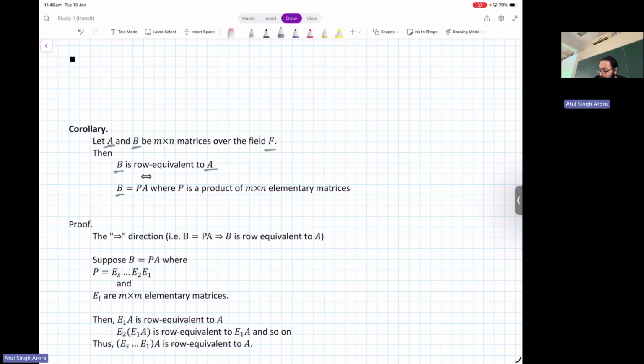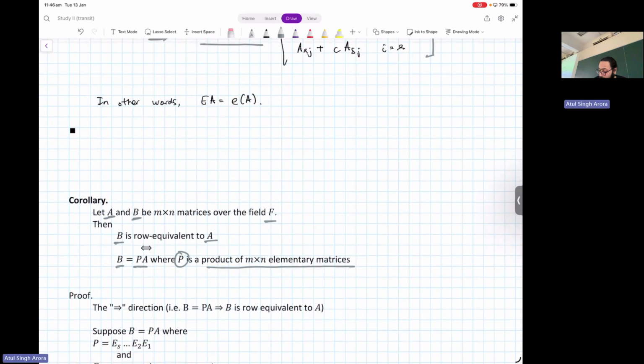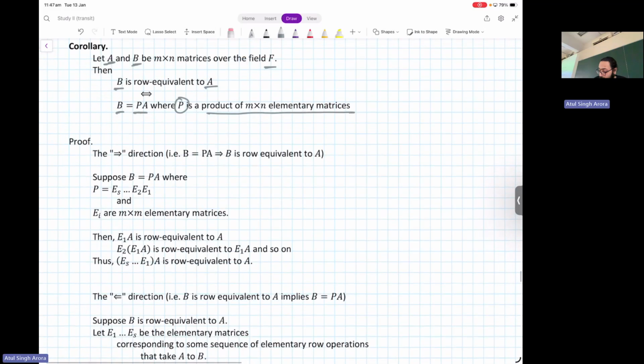The second statement is saying that one can write B as P times A, where P is a product of m cross m elementary matrices. Here's the statement of it. So let's see how to prove this statement. We're going to start with the implication from the first statement to the second. So suppose that, and this is the easy direction, I think.